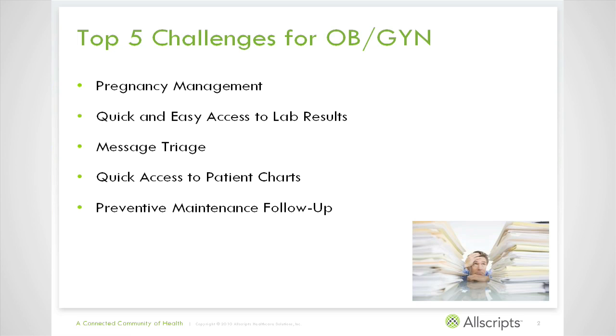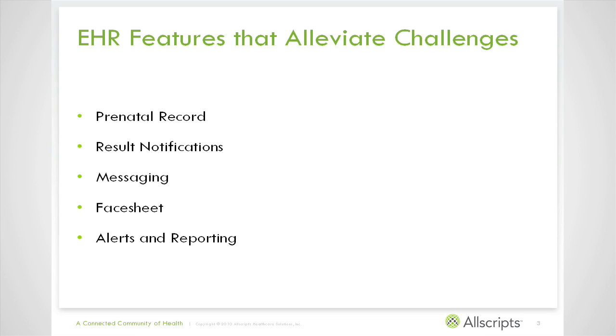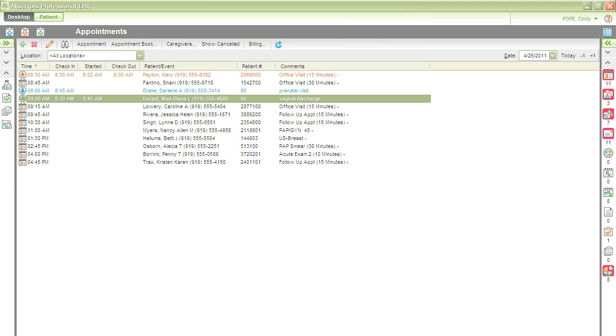In OBGYN practices, most providers are challenged with pregnancy management, quick and easy access to lab results, message triage, quick access to patients' charts, and preventative maintenance follow-up. Allscripts Professional EHR can help make your life a lot easier with prenatal record, result notifications, messaging, face sheet, and alerts and reporting. Now let's take a look at how Allscripts Professional EHR can help meet your needs.